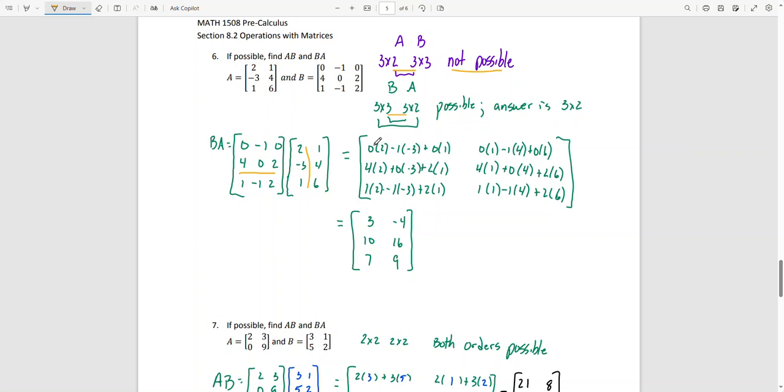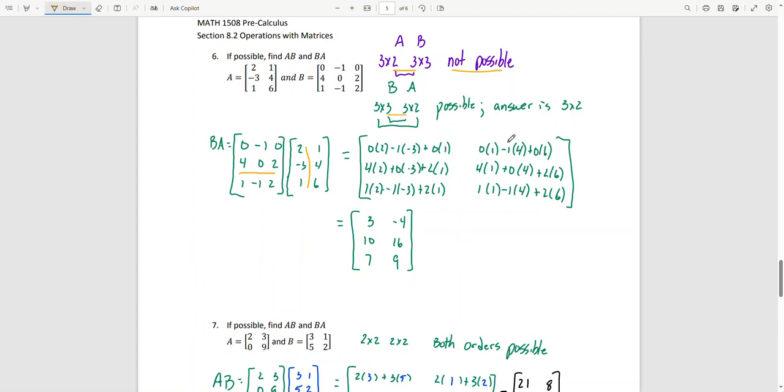Now we multiply. 0 times 2 is 0. Negative 1 times negative 3 is 3, and 0. So 0 plus 3 plus 0 is 3. There's a lot of zeros in here. 8 and 0 and 2 makes 10. 2 plus 3 is 5. Plus 2 more is 7.